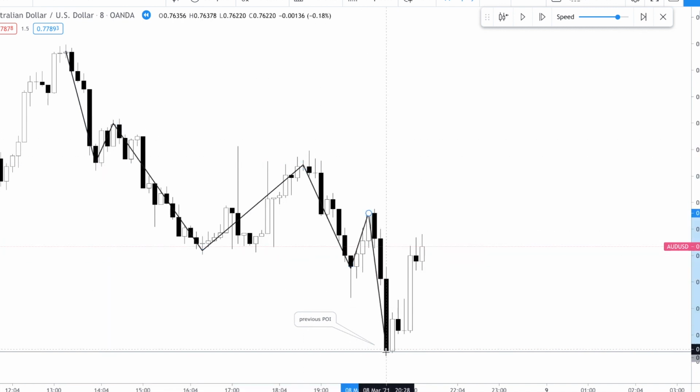Boom, structure to the point of interest. Okay, so now we're identifying the new range that has to pass the previous structure, aka our breaker structure. So let's watch the candles print.